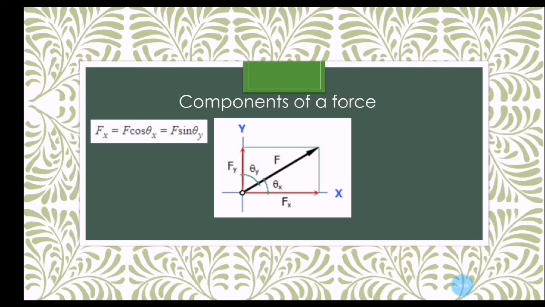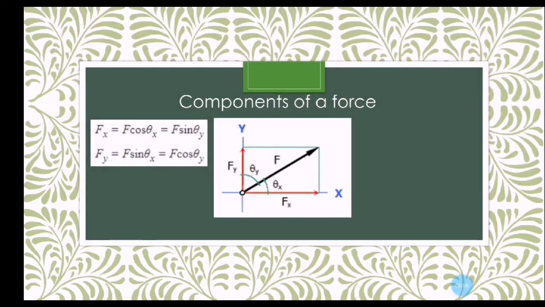If you remember the trigonometry formulas, I have a right triangle. The angle is at the end of Fx, if you can say. So cosine theta x is equal to Fx over F, which means that Fx equals F times cosine theta x. And the same thing if you take the other triangle, the one with theta y: the sine of theta y is equal to Fx over F. So Fx equals F times sine theta y.